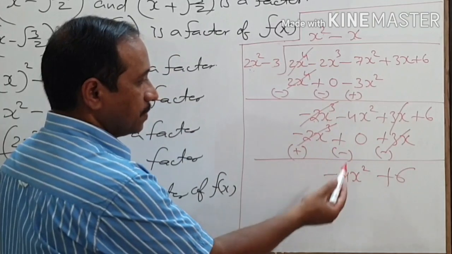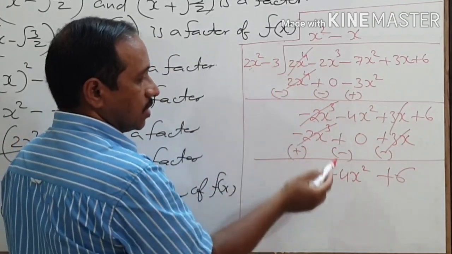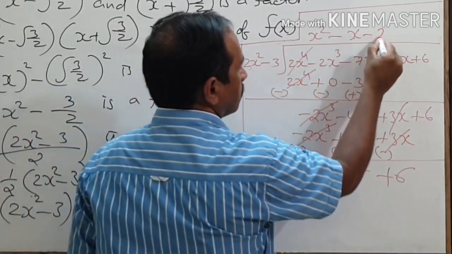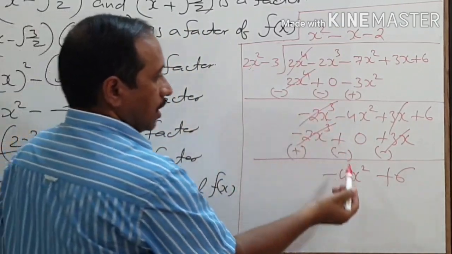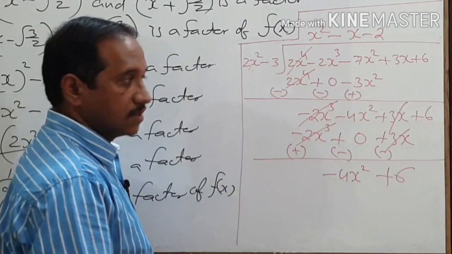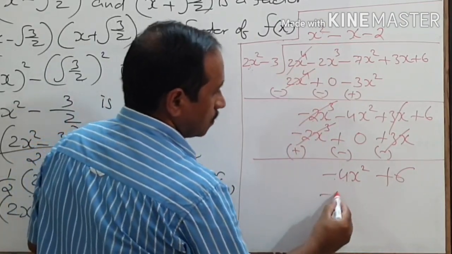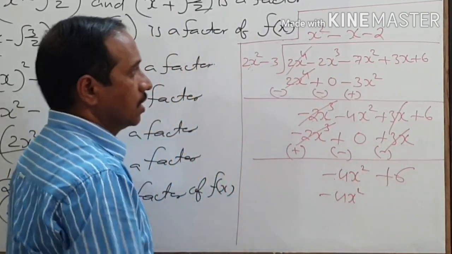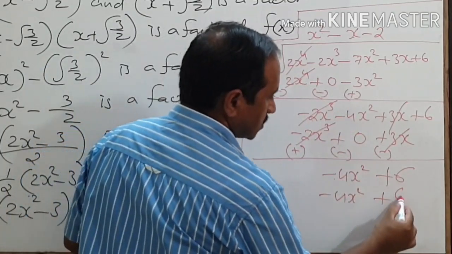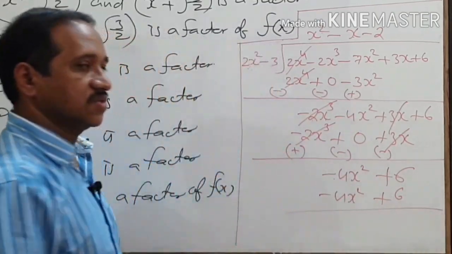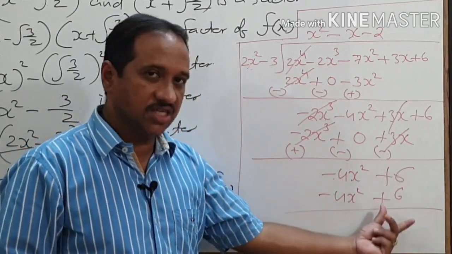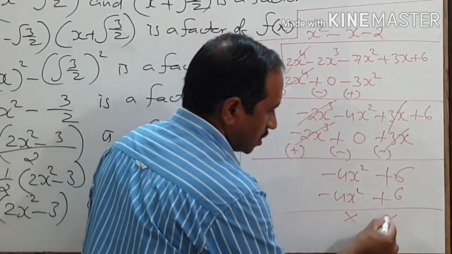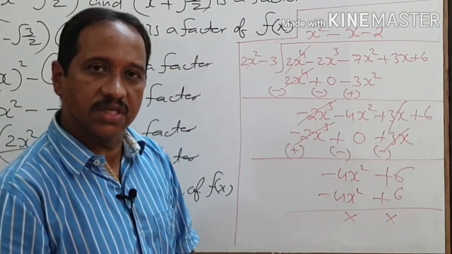Now the first term is minus 4x square by 2x square. Minus 4 by 2 is minus 2, and x square by x square get cancelled. Minus 2 into minus 2, minus 4x square. Minus 2 into minus 3, that is plus 6. So here we can see minus 4x square plus 6 plus 6. On subtracting, definitely we get the remainder 0.